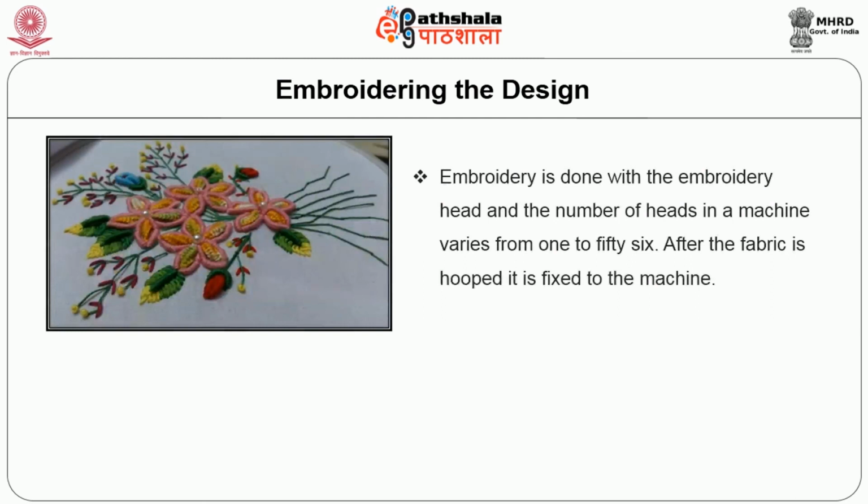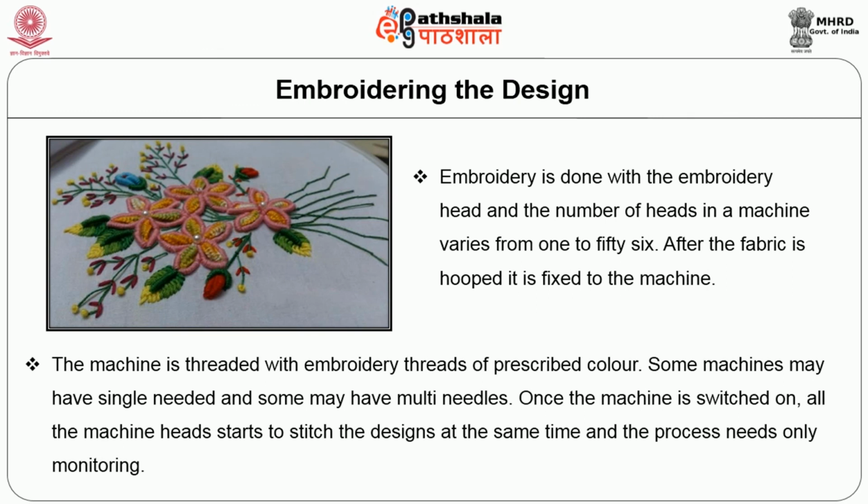Embroidery is done with the embroidery head, and the number of heads in the machine varies from 1 to 56. After the fabric is hooped, it is fixed into the machine. The machine is threaded with embroidery threads of prescribed color. Some machines may have a single needle and some may have multiple needles. Once the machine is switched on, all the machine heads start to stitch the designs at the same time, and the process needs only monitoring.